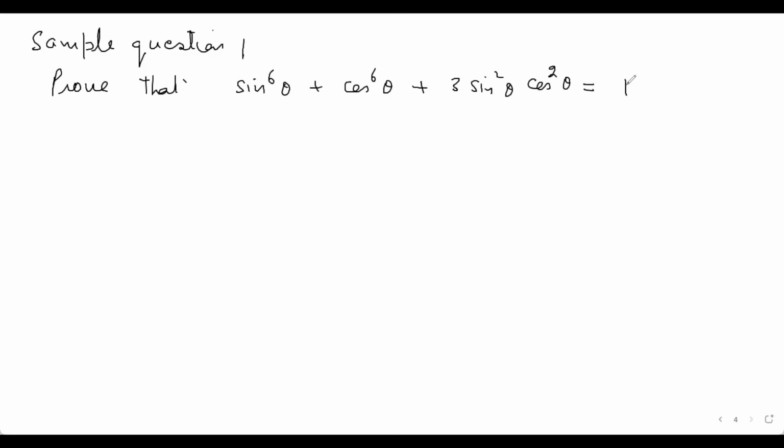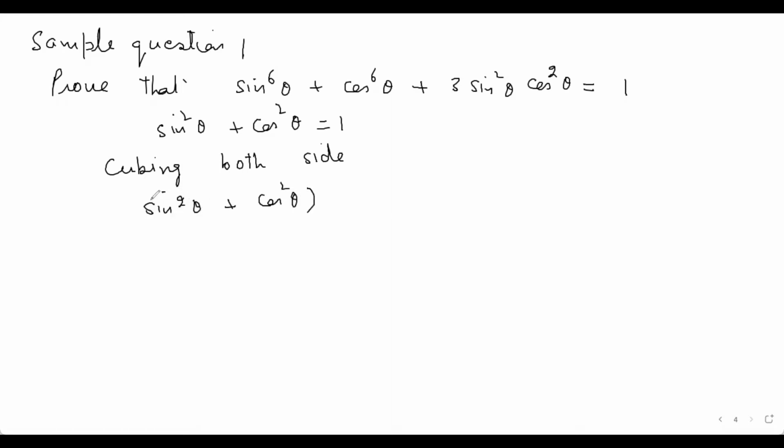There are 4 sample questions before this exercise. Sample question 1: prove that sin⁶θ + cos⁶θ + 3 sin²θ cos²θ is 1. In order to prove this sum, start with the identity sin²θ + cos²θ = 1. We know that. Now, cubing both sides, I'll have (sin²θ + cos²θ)³ = 1³.